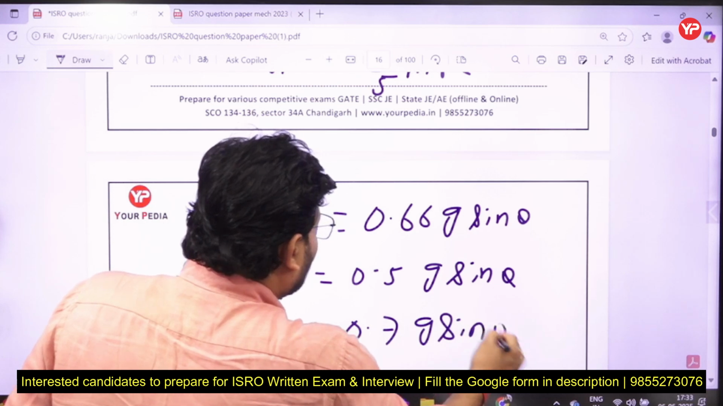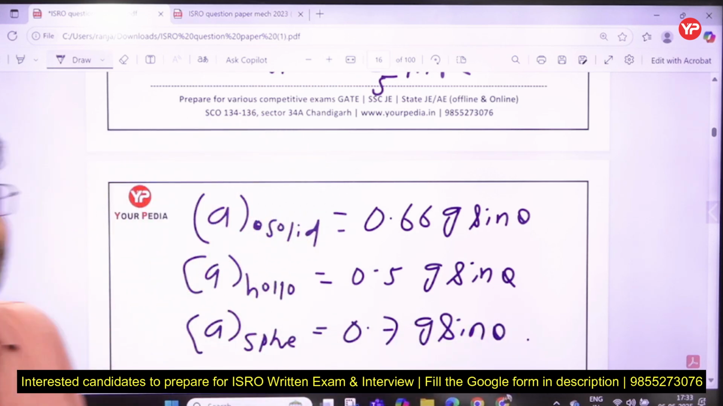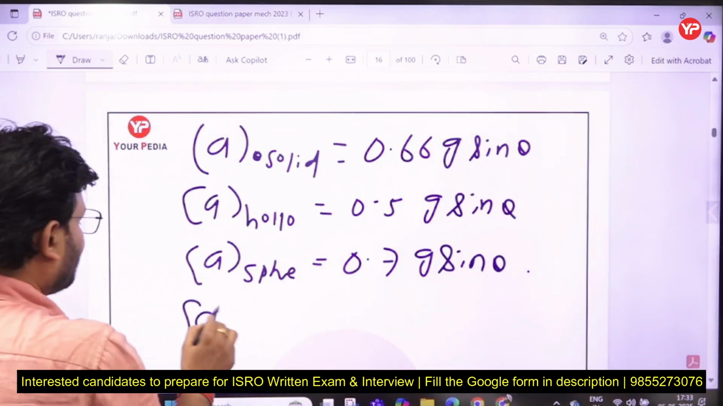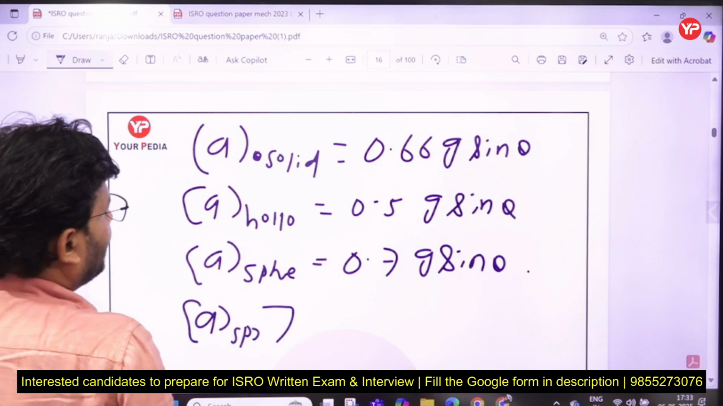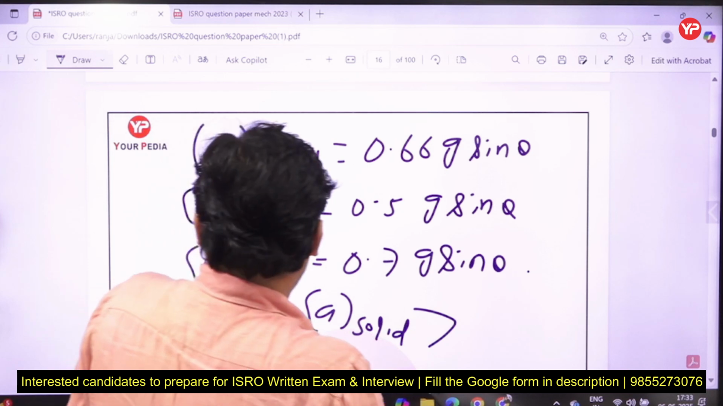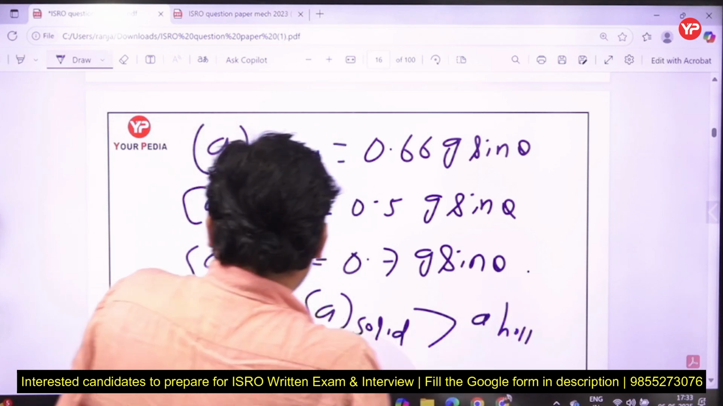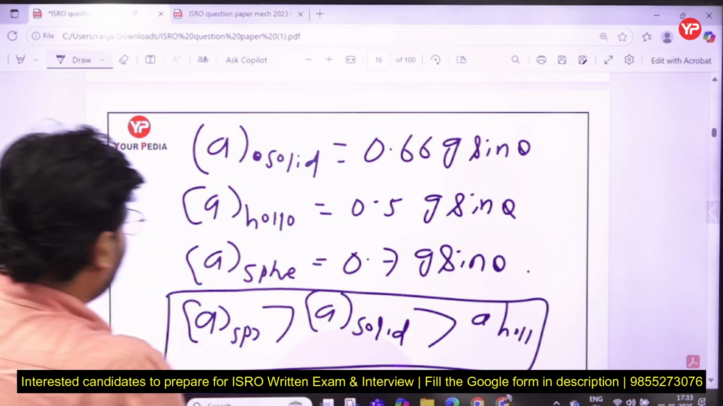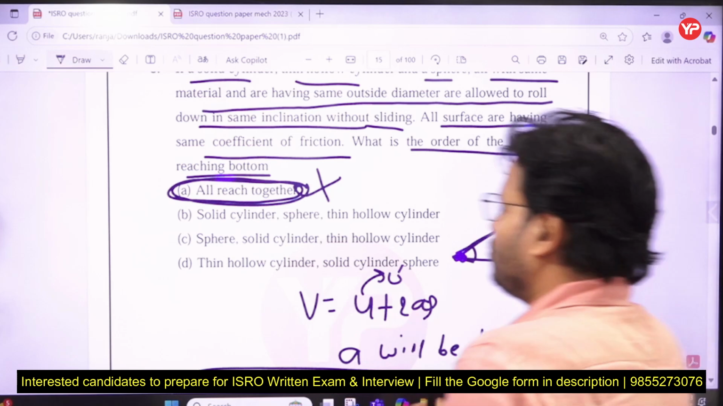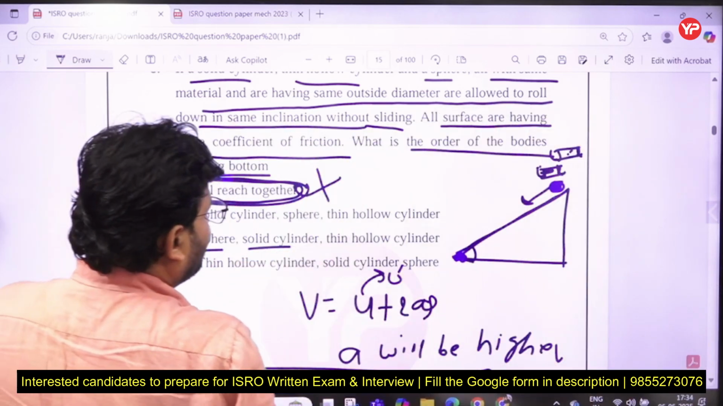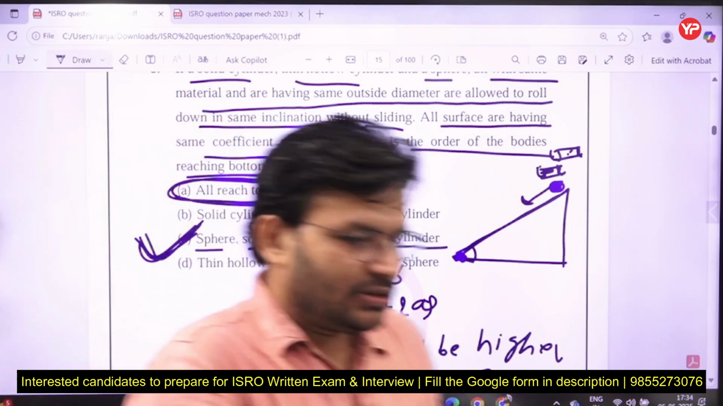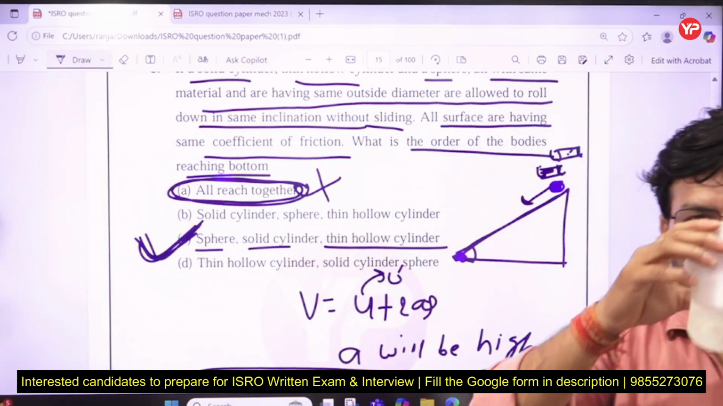Now tell me, my dear friends, which has the higher a? So sir, the sphere has the higher a for the same mass and everything. So a of the sphere is highest, so it will come first. After that, the solid cylinder will come. After that, the hollow cylinder. The body having higher a will come fastest. So the correct answer is: first the sphere, after that the solid cylinder, after that the thin hollow cylinder. So the correct answer will be C for Chennai. And yes, that was a good question. Generally students get stuck in this type of question.